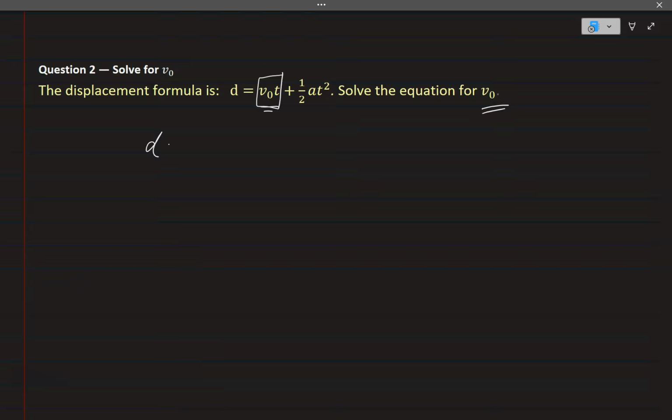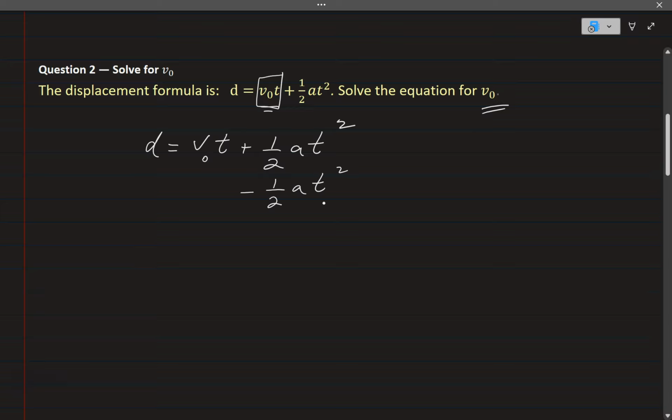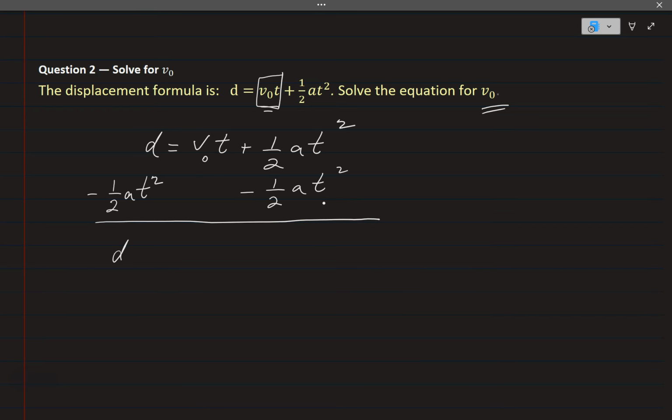So let's rewrite D equal to V naught T plus 1/2 AT squared. We're going to subtract 1/2 AT squared from both sides of the equation. Remember, whatever you do to one side, you have to do to the other side. So we're going to rewrite this: D minus 1/2 AT squared equals V naught times T on the right hand side, because 1/2 AT squared minus 1/2 AT squared, they go away. That's 0.